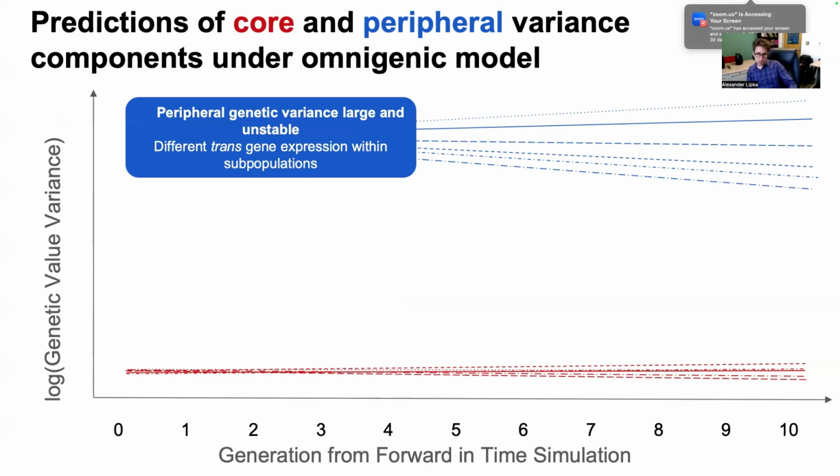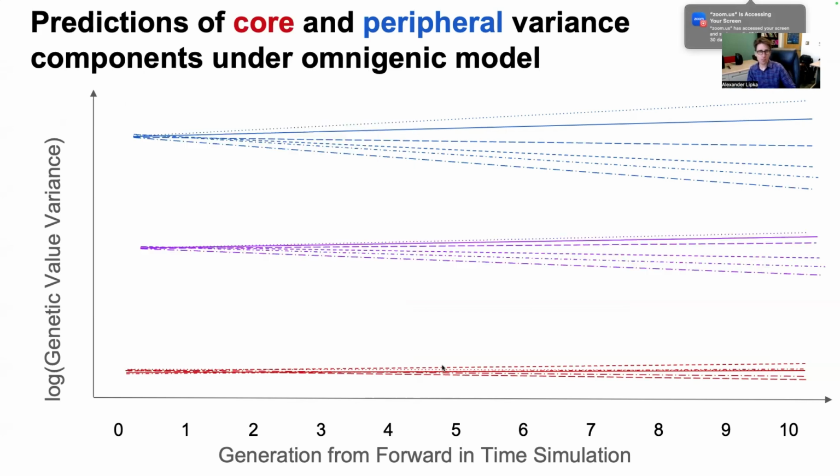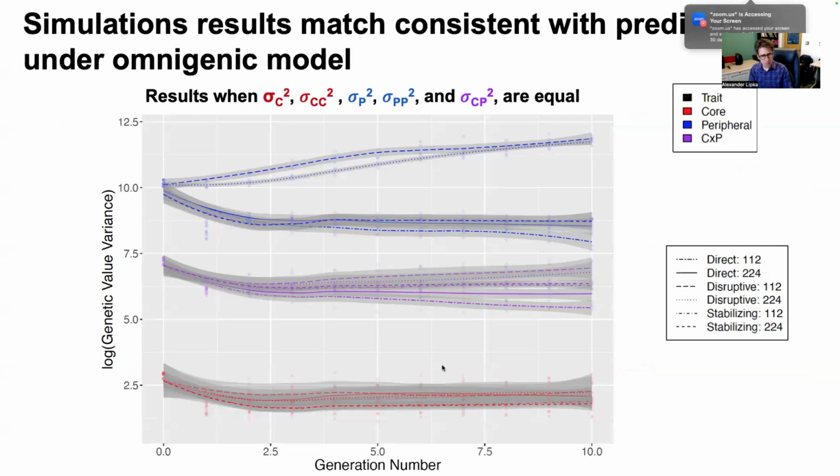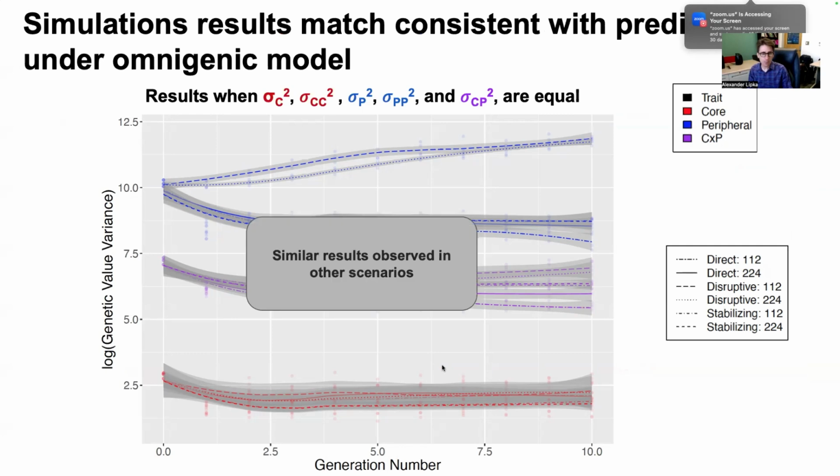That's because under the omnigenic model, we expect to have different trans gene expression within subpopulations. And then I expect the interaction between core and peripheral genes would be something in the middle. So when we did our simulation study, here's one result. This is not a mock-up graph. This is an actual result. We see that our results match what we expect on the omnigenic model, and we observed similar results in other scenarios.